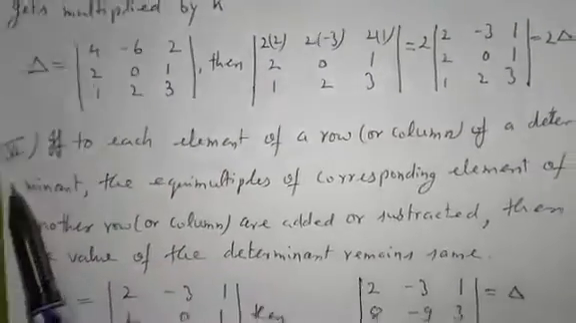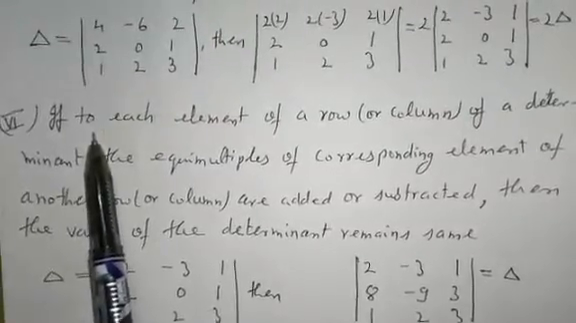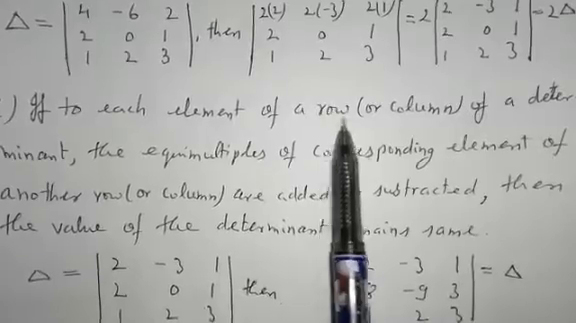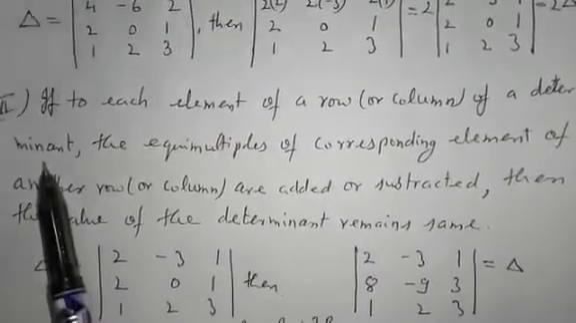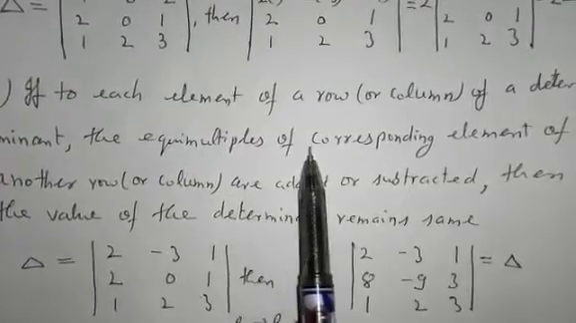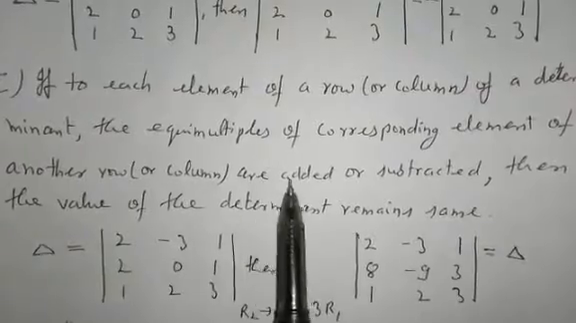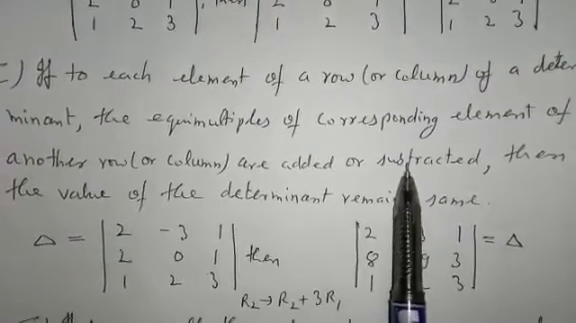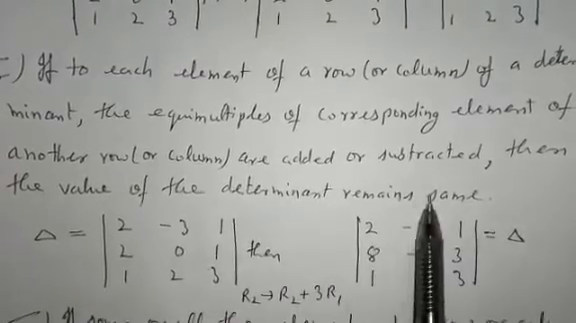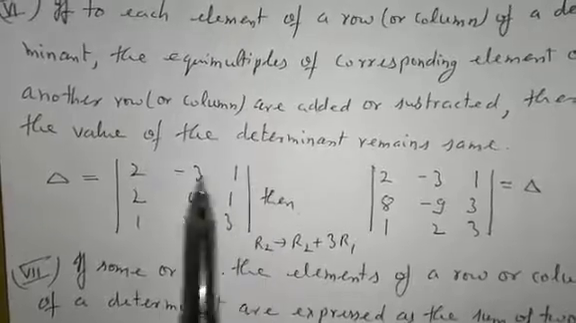Sixth property: if to each element of a row or column of a determinant, the equimultiples of corresponding elements of another row or column are added or subtracted, then the value of the determinant remains the same. It will be more clear to you with this example.